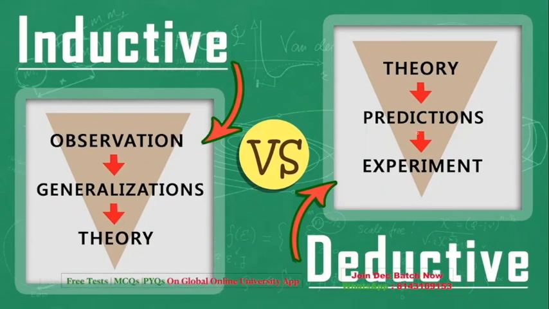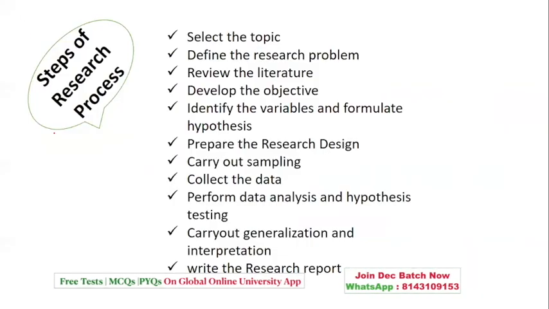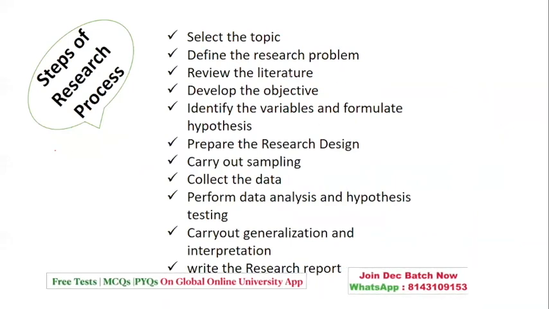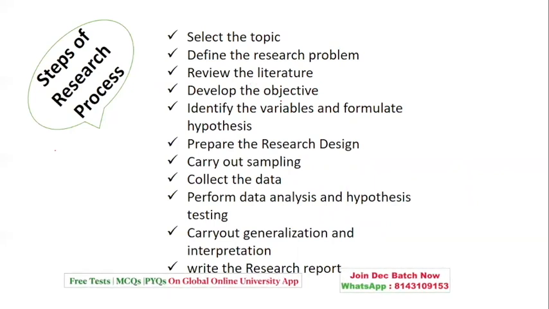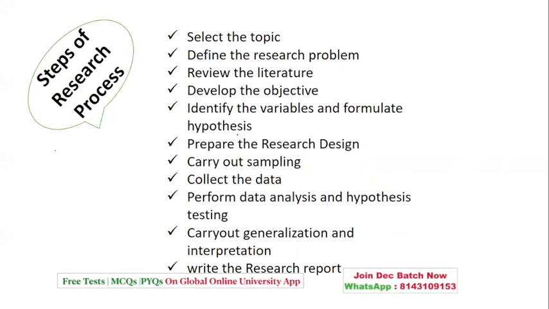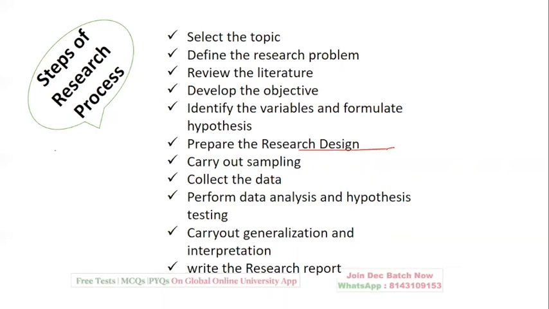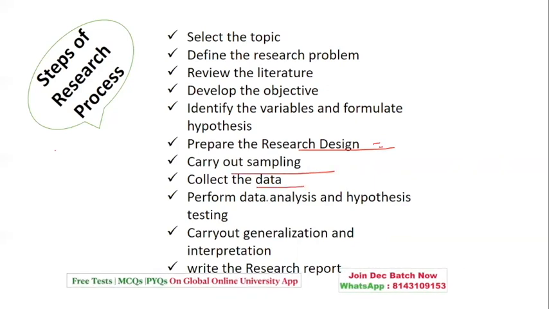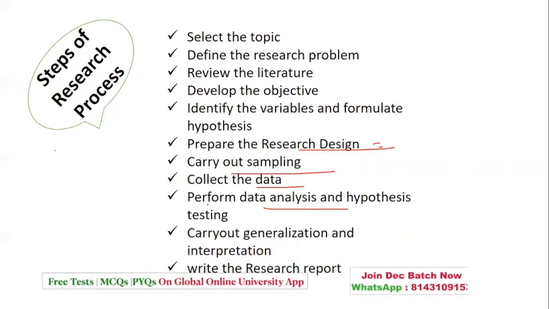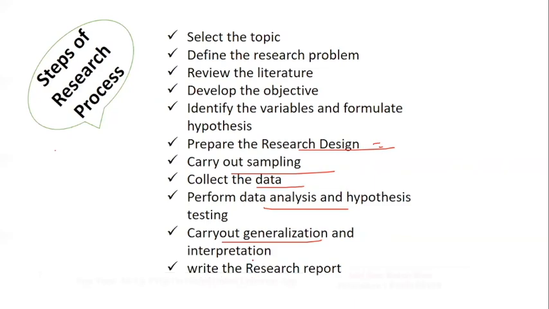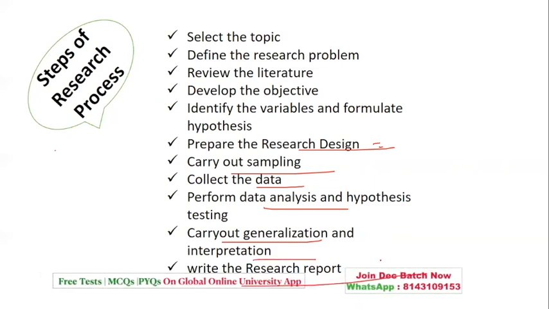Deductive goes from experiment to predictions to the theory. Okay. Next comes the step of research. So you start with a topic, you define a research problem, you review the literature, you develop the objective, you identify the variables, and formulate the hypothesis, prepare a research design, that is a conceptual framework. You carry out sampling, you collect the data, you perform the analysis and hypothesis testing. You make the generalized statement along with interpretation, and you write a research report.